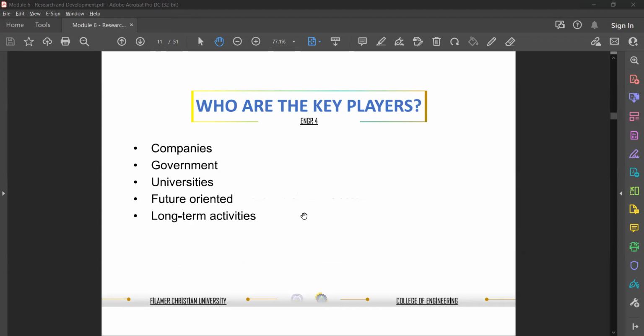So sino yung mga key players dito? So of course, you have your companies, yung mga technology industry, then government, of course. Ito yung nagso-support din, di ba? And then universities. Ayan. Then we have the future-oriented. So siguro ito yung mga startup companies natin. And then yung long-term activities.